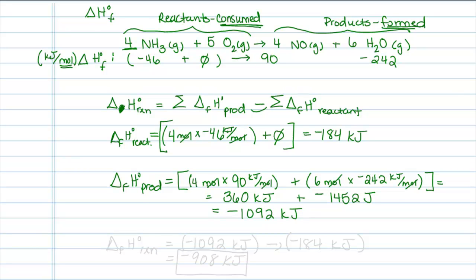Well, let's put this back into our equation. The heat of reaction overall is the product sum, negative 1,092 kilojoules, minus the reactant sum. Again, remember that the reason we subtract is because we have to reverse that sign, because we're not forming reactants, we're consuming them. So when you subtract negative 184 from negative 1,092, you get negative 908 kilojoules as the overall enthalpy change for that reaction.